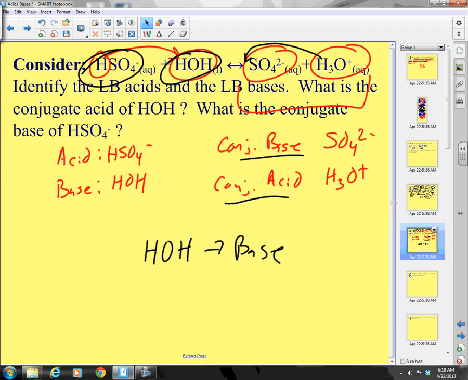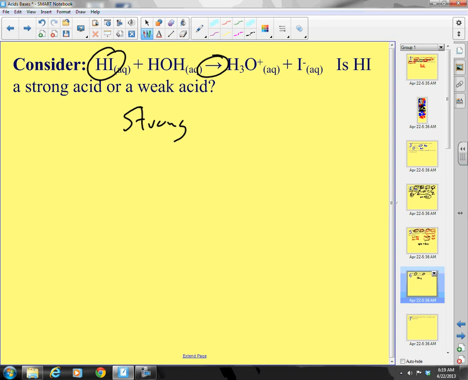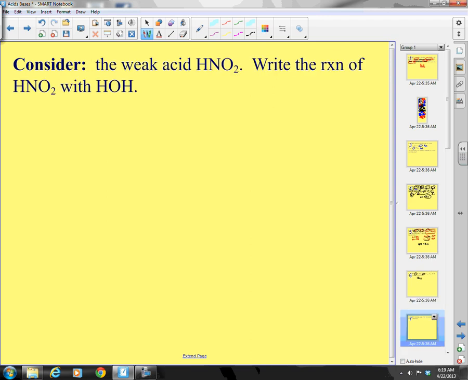Let's see there. Nope, right here. Is this a strong or a weak acid? Hey, it's HI. And I look, it's a one-way arrow. We know that's strong. Good. Let's go to the next thing. You guys figure this one out. Oh boy, this is easy. It's a weak acid. You write the reaction.